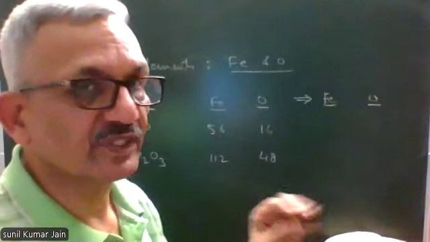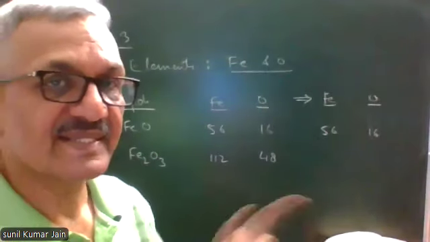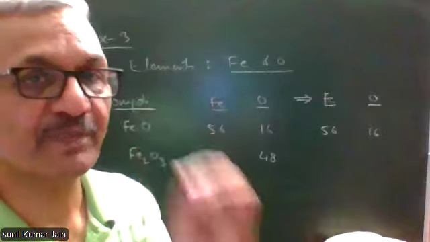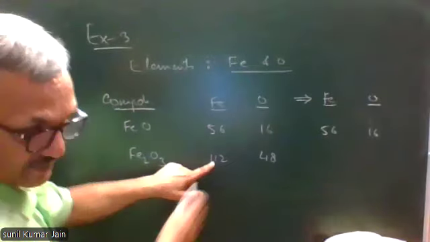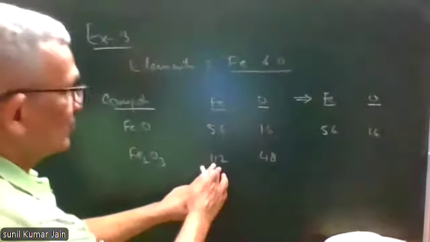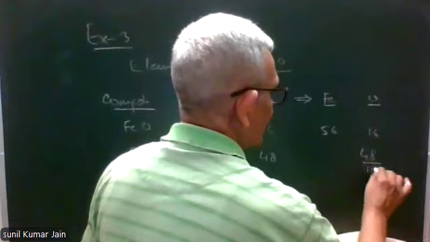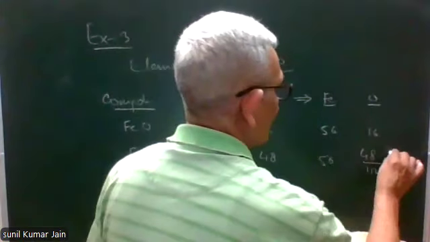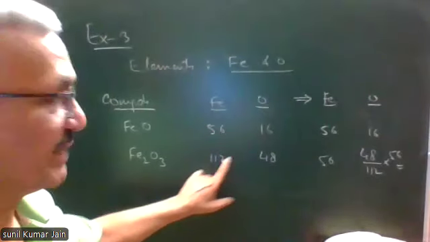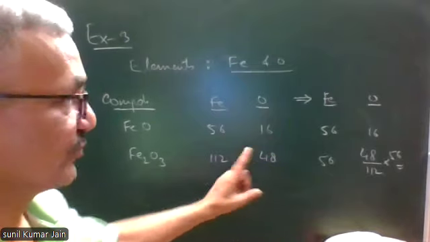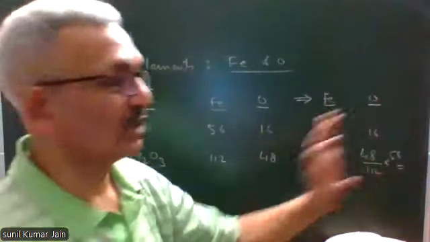I'll not change one of the two. Let us say 56, 16. In the second case, I'll do some calculation. A simple unitary method. Look here. 112 combines with 48. 1 combines with 48 divided by 112. And 56 combines with how much? That you can calculate. I'll repeat. 112 grams of iron combines with 48 grams of oxygen. So 56, same mass, will combine with how much of oxygen that I'll calculate. It will come out to 24.